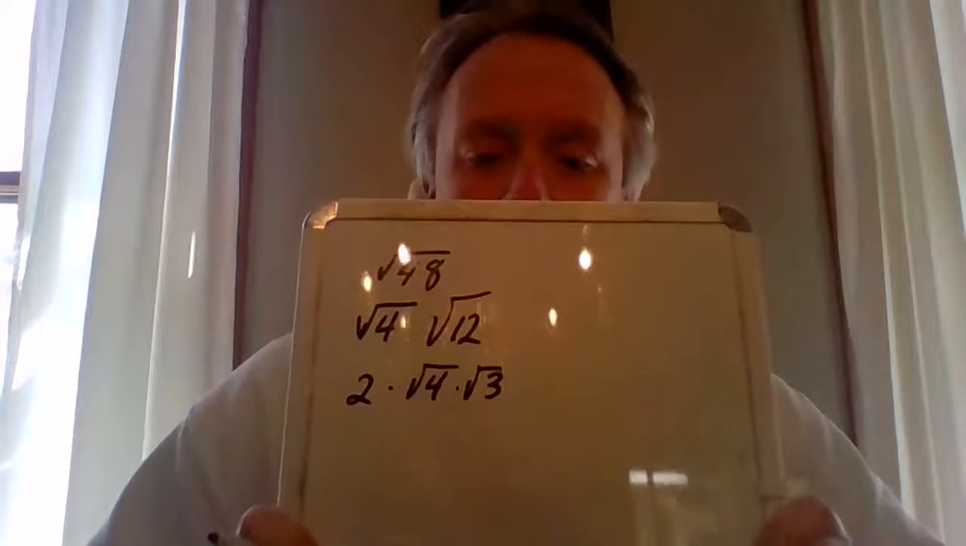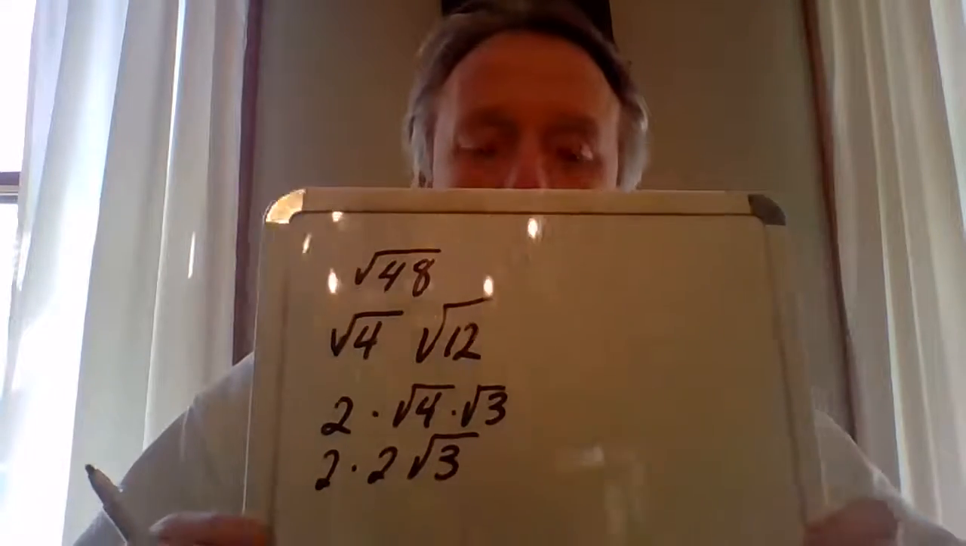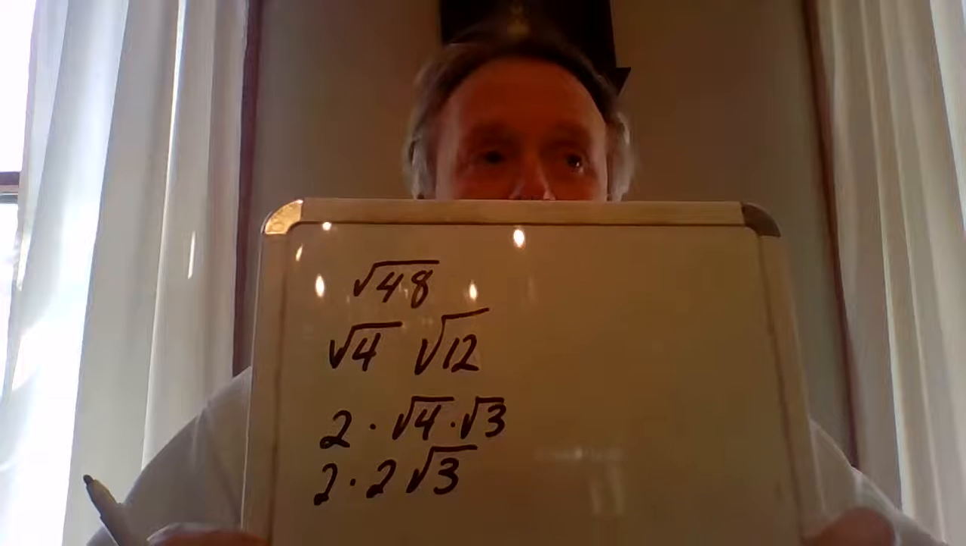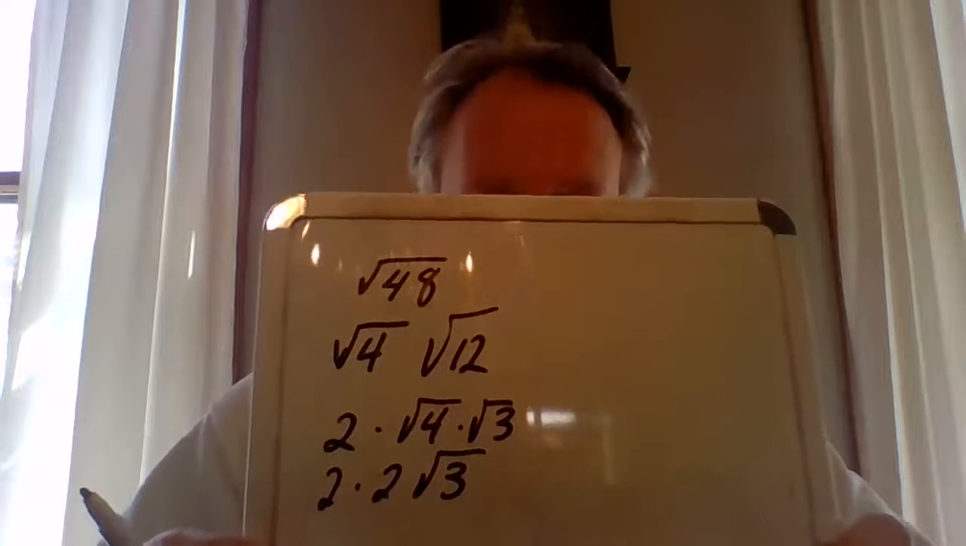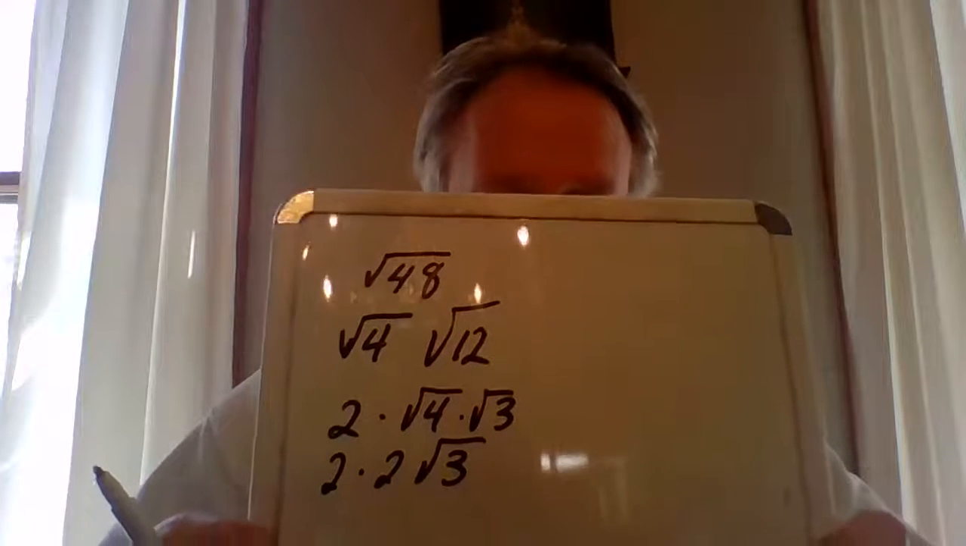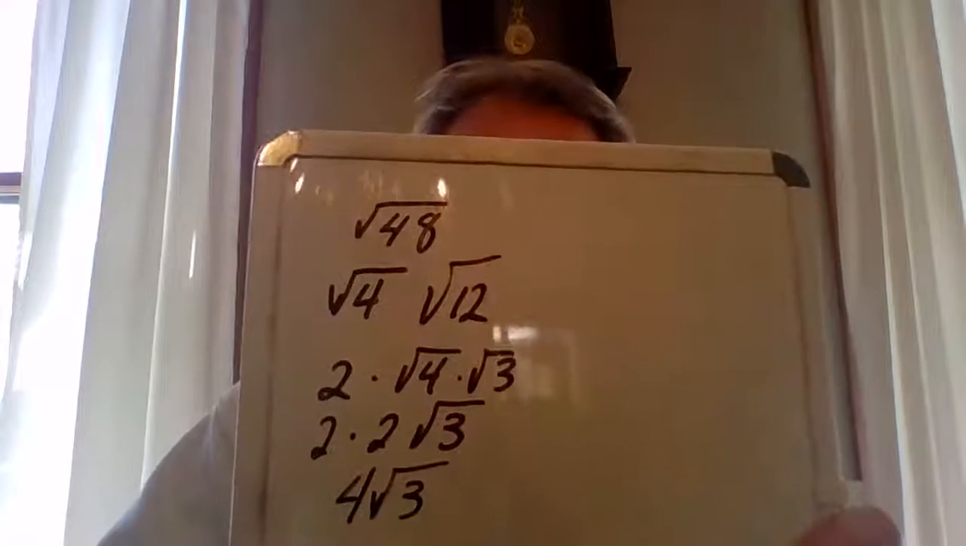So I'm going to write that in radical form. Now, what is the square root of 4? That is 2. So now I'm going to write 2 times radical 3. And I cannot break down that radical 3 anymore. That's as far as it goes. There's no perfect square that goes into it. So my final answer will be 2 times 2 radical 3, which is 4 radical 3. So 4 radical 3 is my final answer.